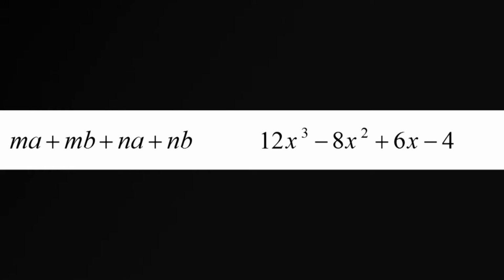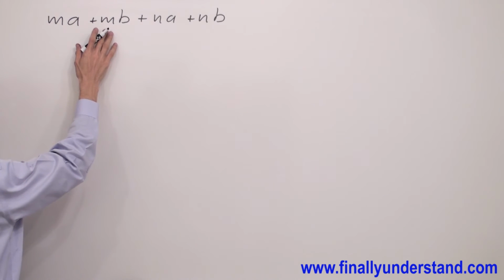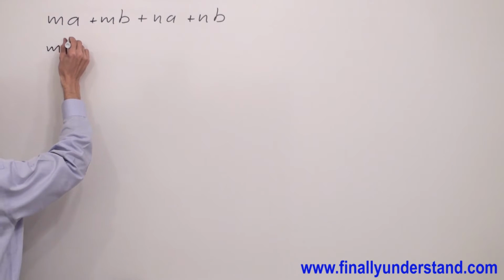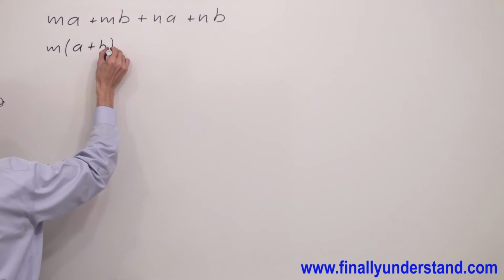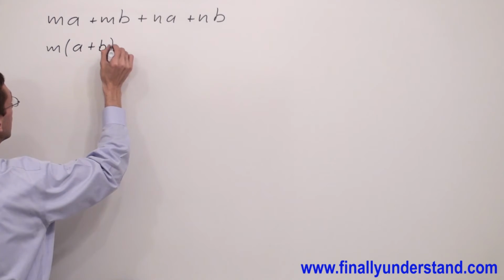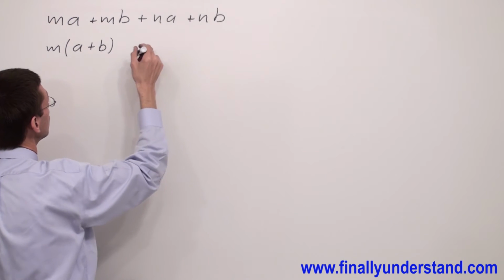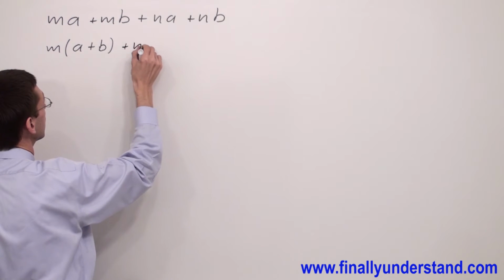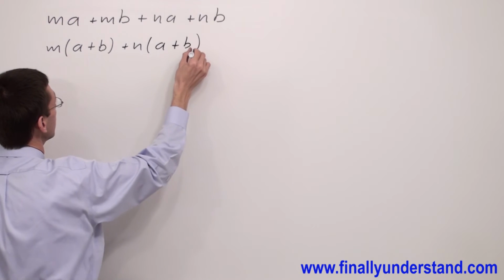In this problem, we're supposed to factorize common variable from first two terms. Common variable for these two terms is m. Inside of the parentheses, I'm going to have a plus b. In next two terms, the common variable is n. I'm going to factorize it. And I have a plus b.